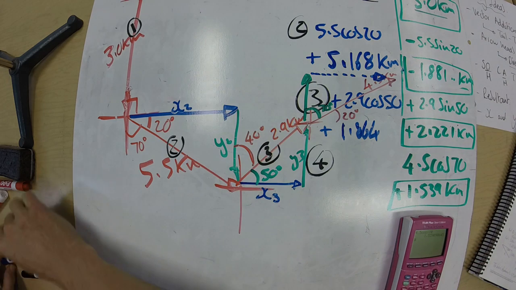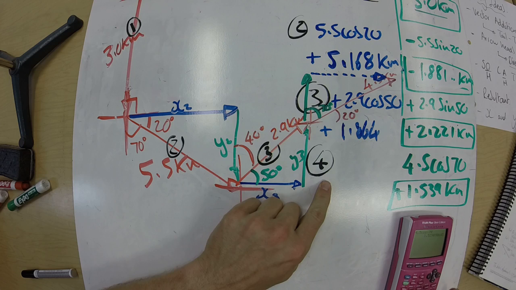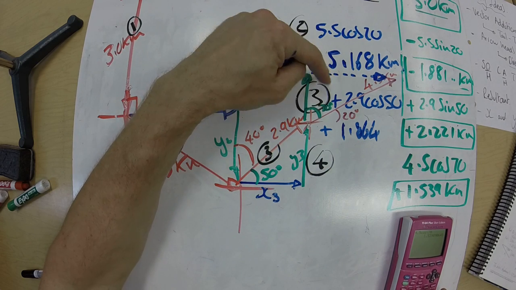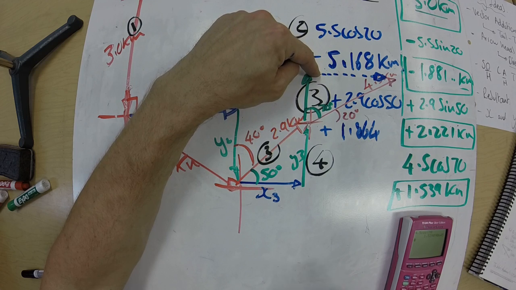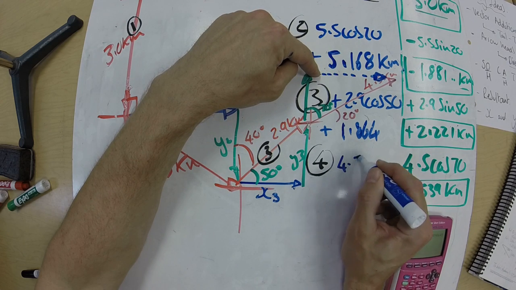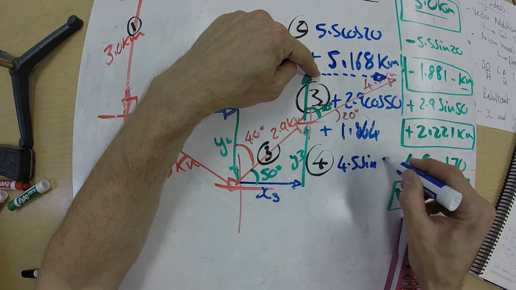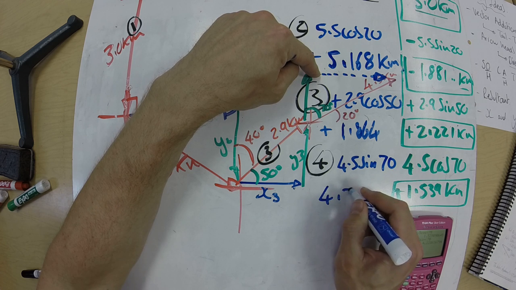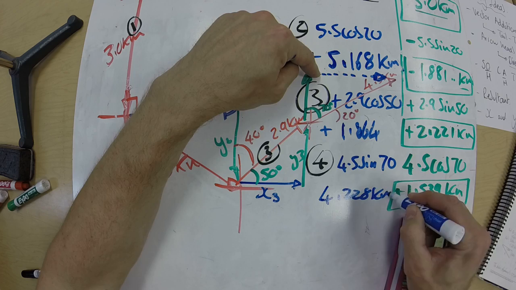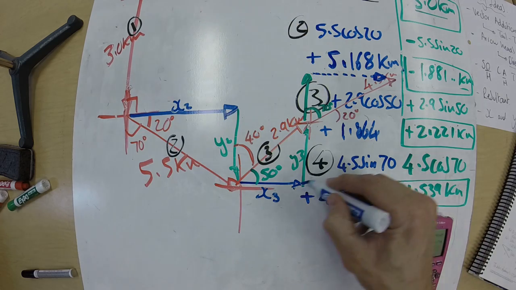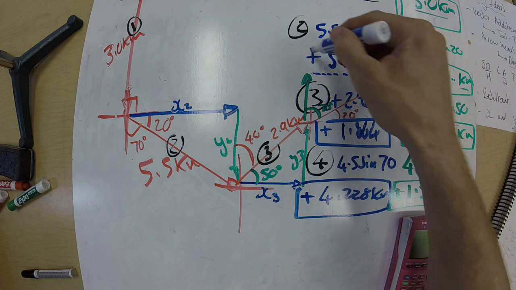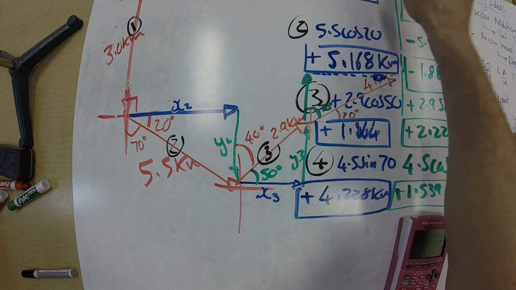Okay. My fourth arrow in the x is up here. It's opposite this angle, so it's sine. So it's going to be 4.5 sine 70. So 4.5 sine 70 is 4.228. And it's also a positive. So there's my value, there's my value, there's my value, and 0 is also my value.